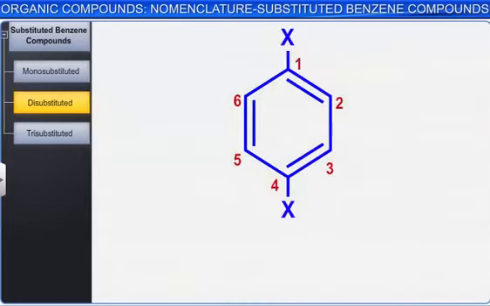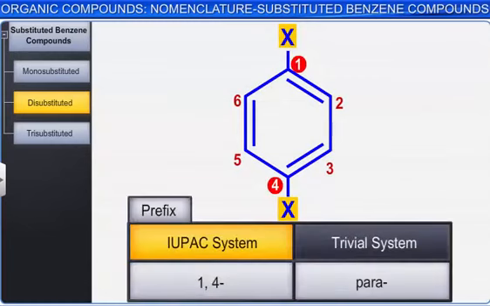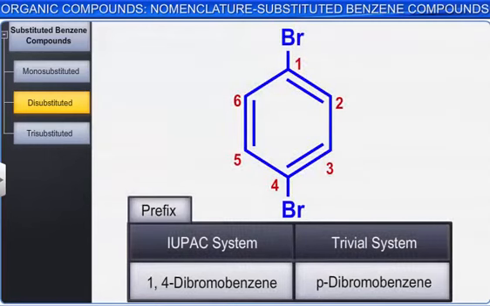When the substituents are present on diagonally opposite positions of the benzene ring, that is, at 1 and 4 positions, then, in the IUPAC system, the positions of these substituents are indicated as 1,4, and in the trivial system, the prefix para is used as shown here. For example, in this compound, the substituent bromine is present at 1 and 4 positions. Hence, the name of the compound is 1,4-dibromobenzene or para-dibromobenzene.